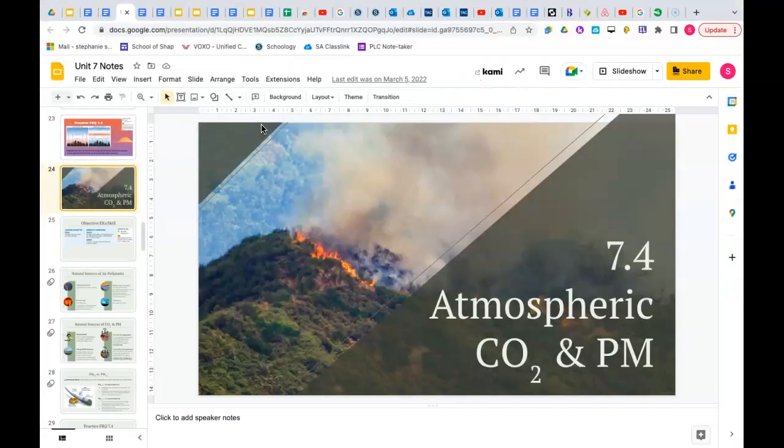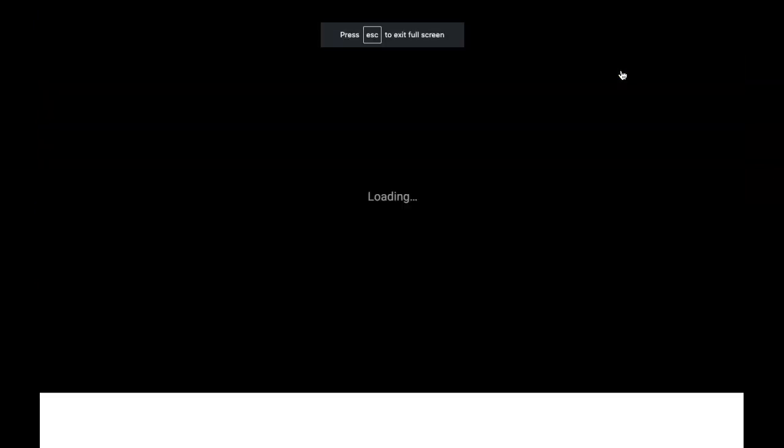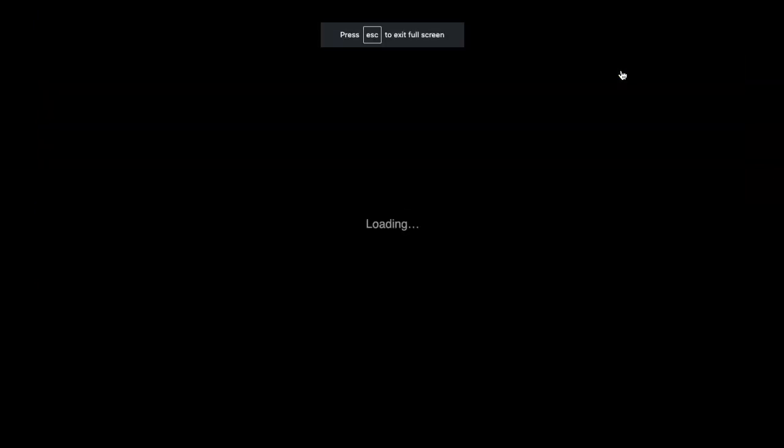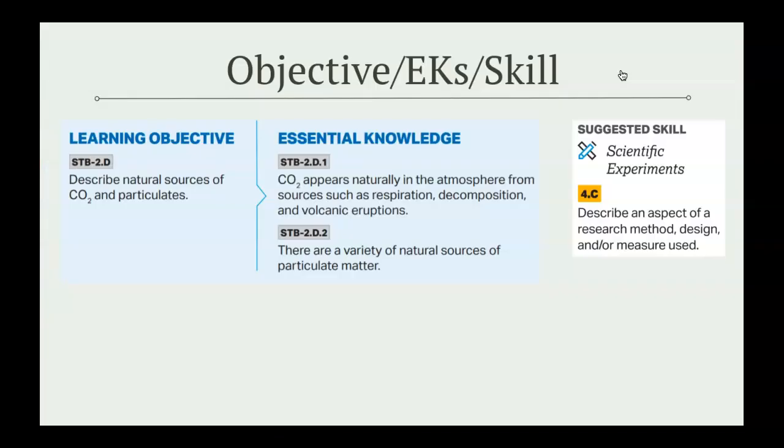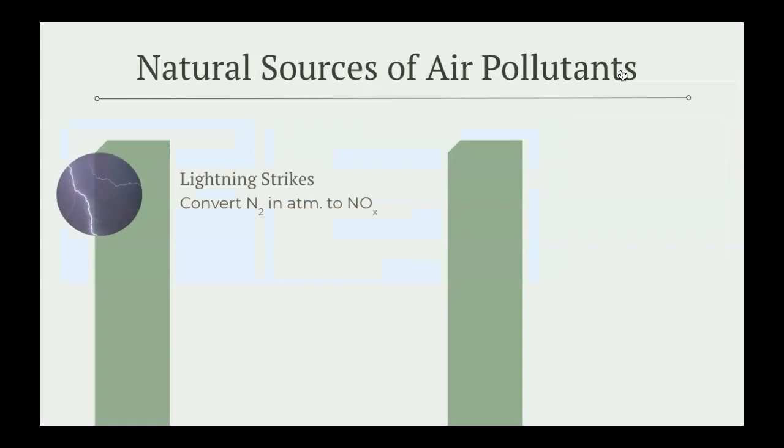All right, guys. So we are going to talk about atmospheric air pollutants, natural sources of atmospheric air pollutants, which is topic 7.4. So by the end of this, you need to be able to describe a natural source of carbon dioxide and particulates.